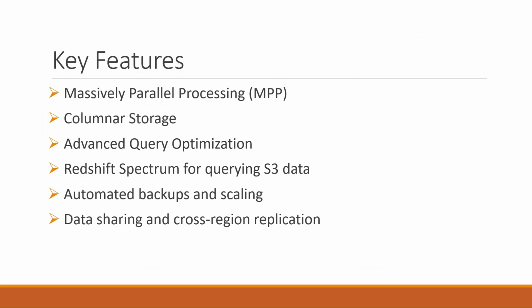And secondly, it provides the columnar storage feature. That means Redshift stores the data column by column instead of row by row. This is more efficient for analytical queries because it only reads the relevant columns, reducing the amount of data processed, and it will improve the performance.